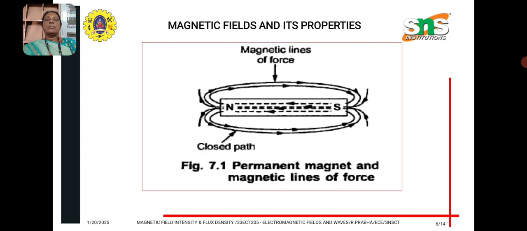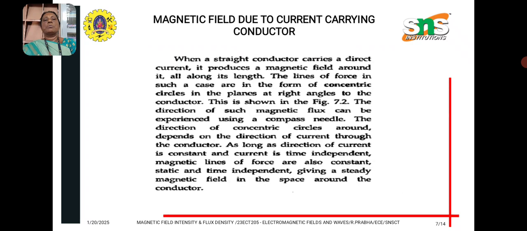This is represented in the diagram. If we observe outside the magnet, the magnetic lines of force are from north to south, and inside the magnet, these lines of force are from south to north. So this completes a closed path.